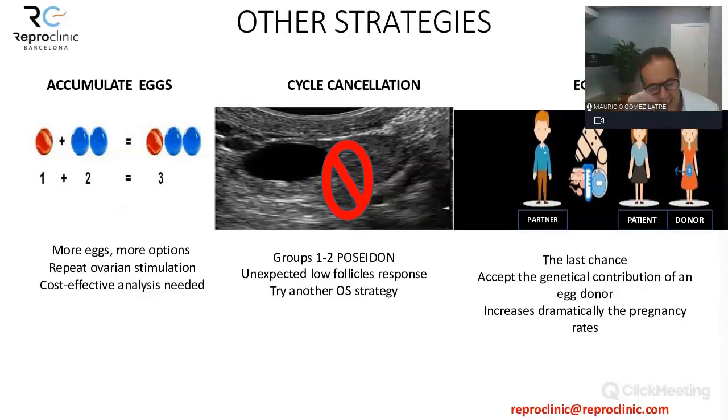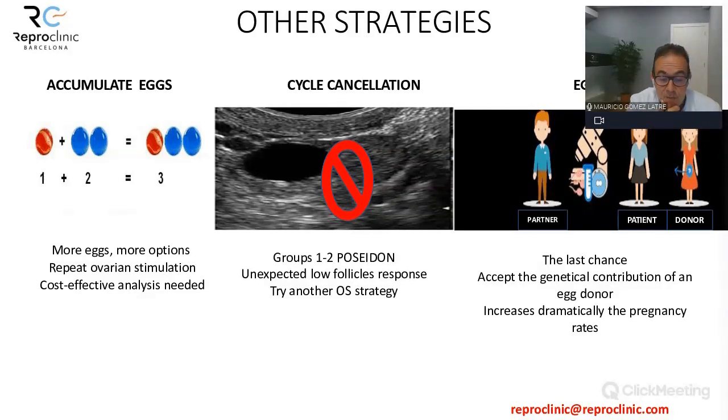Finally, I'd like to finish before conclusions talking about 3 obvious strategies. The first one, accumulate oocytes, may be a good option in order to increase the number of eggs, especially in patients with very low ovarian response. It's an interesting idea, but a cost-benefit study must be done, because we are talking about repeating more stimulation cycles, that means more medication, more cycles, etc.